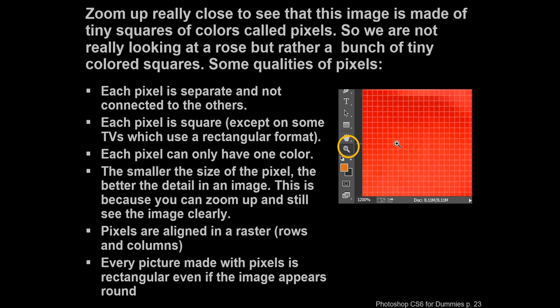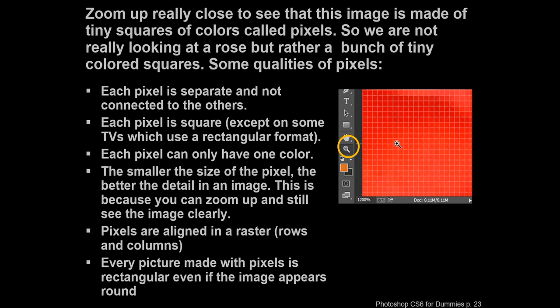Each pixel is indeed separate. It's not connected to the others. And each pixel is one square, and that square has only one color in it. The smaller the size of the pixel, the more detail you get in an image, because you can zoom up and still see the image clearly. If you notice, we had to click quite a few times to get into this image.